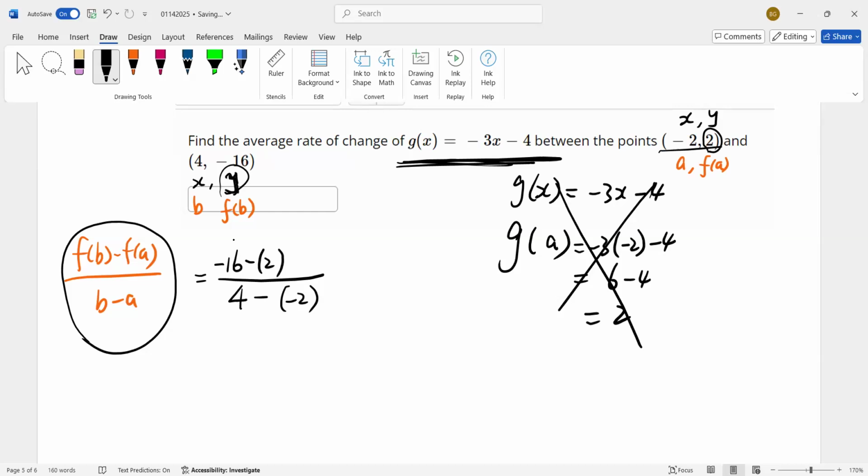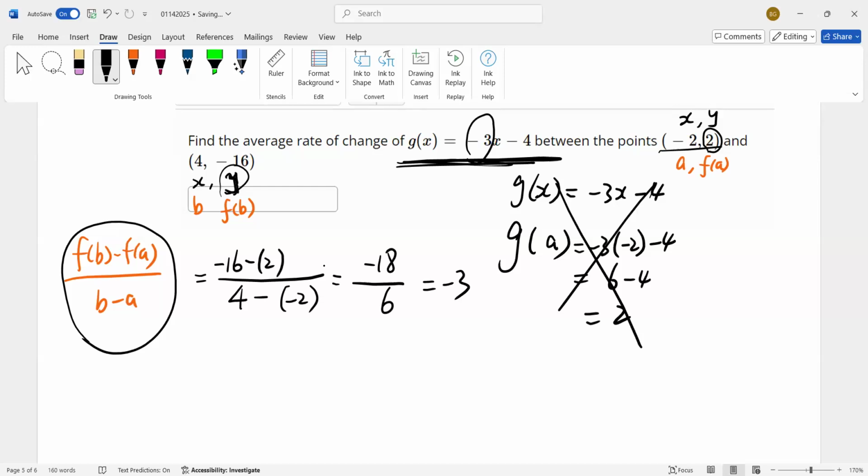In a pair, 92 is the input, 2 is the corresponding output. 4 here is the input, -16 is the corresponding output. If we let 92 be A, then 2 would be f of A. Then 4 is B, -16 is f of B. So you can just plug in the 4 pieces in a formula and then calculate. So here, -16 minus 2, -18. 4 minus -2 is 4 plus 2, which is 6. It's -3, right? And it's the same with the slope. It is -3.